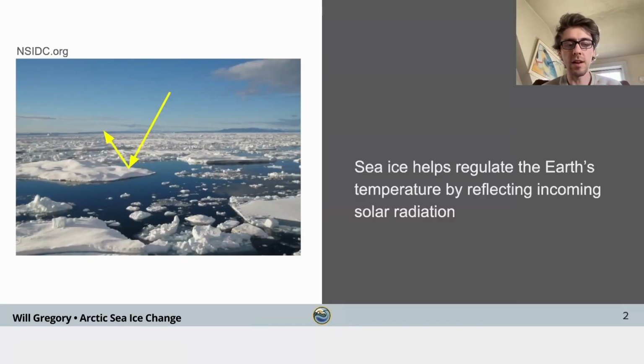So when we talk about sea ice, we're talking about this thin layer of ice that forms at the ocean surface when atmospheric temperatures get cool enough to freeze the ocean surface. And it's a particularly important component of the climate system.